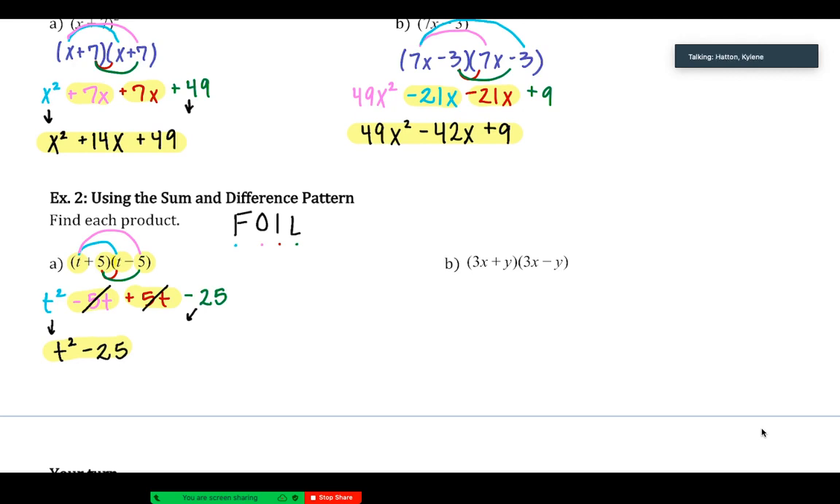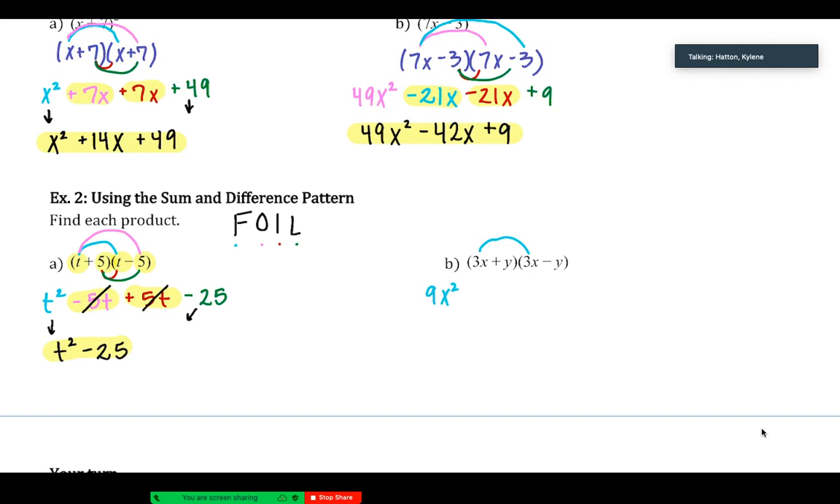And then for B, we have 3x plus y times 3x minus y. So it's in that same pattern where it's 3x plus y and then the same 3x, but this time it's minus y. So the only thing that's changing is this plus and this minus are just flipping. If we want to find our product, we still need to FOIL. So we'll multiply the first term in each parentheses, 3x times 3x. So 3 times 3 is 9, and then x times x is x squared.